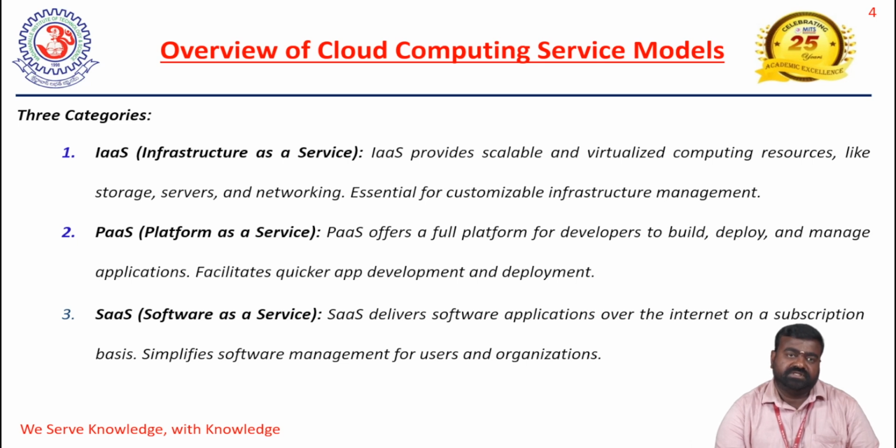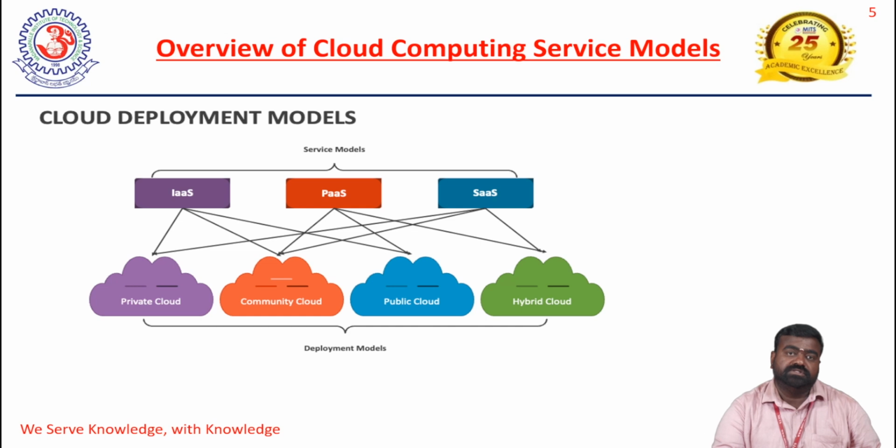Infrastructure as a service, platform as a service and software as a service, all three are basically essential to run any kind of cloud computing service model. So this is a typical structure of cloud deployment models. As I already told you, these are the service models: infrastructure as a service, platform as a service, and software as a service. All these can be accessed with the help of these kinds of deployment models.